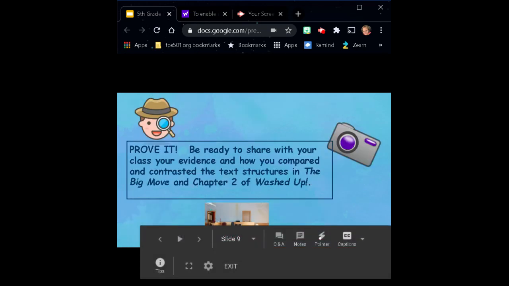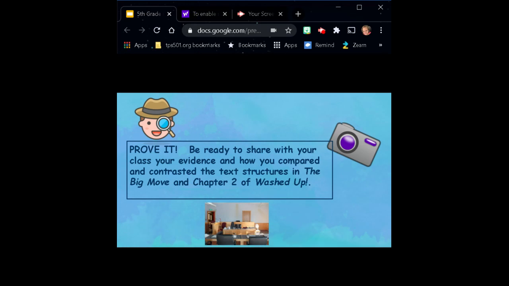And then, this is where you're going to prove it. This is where you will create your method to show your evidence to your class and teacher. Follow your teacher's instructions and find that evidence.